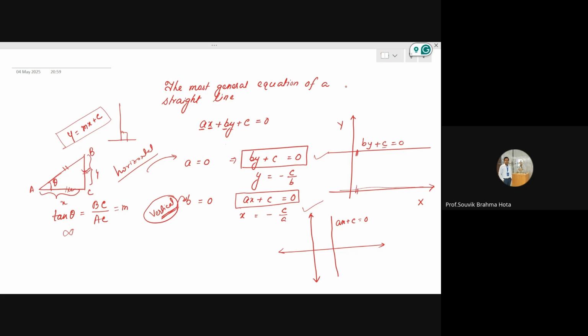But tan theta at 90 degrees means infinity, which is quite unnatural. So it is not possible. Therefore, in vertical form, y is equal to mx plus c is impossible. That you should remember.